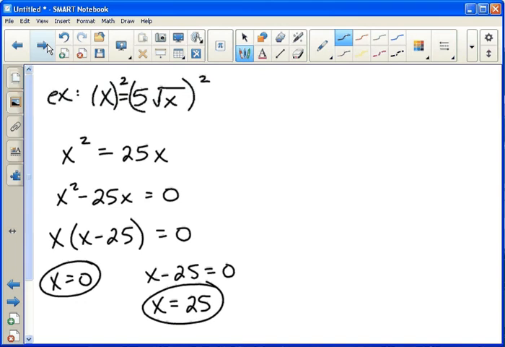So again, just spot check that. Can you plug in 0 here? Sure, square root of 0 is 0. Can you plug in 25? Sure, you just can't plug in a negative. So both of those answers do work.